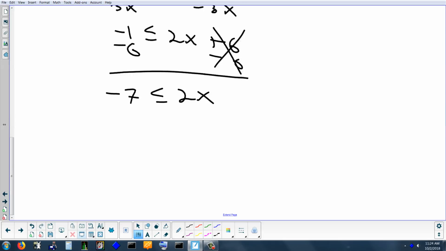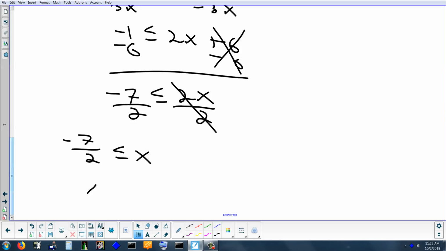And now my last step, I'm going to divide. But what do I divide by? 2. Positive 2. Don't need to flip anything. So I get negative 7/2 is less than or equal to x.